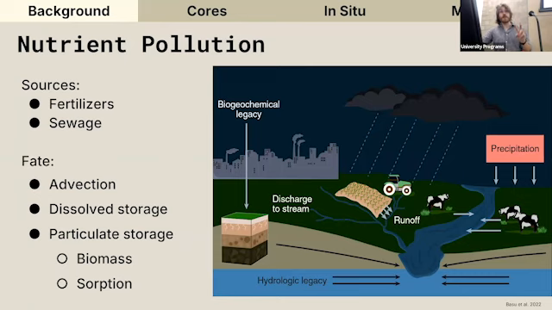So we have two major sources of nutrient contributions to streams, which are fertilizers and sewage. So whether it's an agricultural field or a leaky sewer pipe, we can have leaching of nutrients that then enter catchments. And once we're in catchments, or even on our way to catchments, one of three things is going to happen. They can be advected downstream and enter estuaries. They can enter dissolved storage, so they hit the subsurface and then hit groundwater, where they can be stored for months to even decades before entering catchments. Or they can hit particulate storage, so they can be assimilated by biomass or absorbed onto particles.